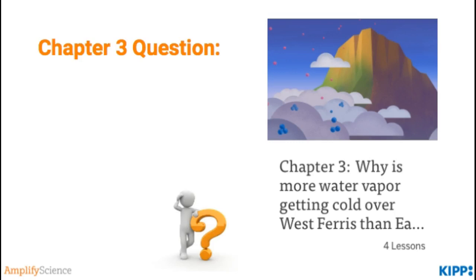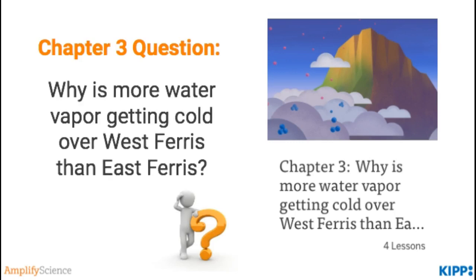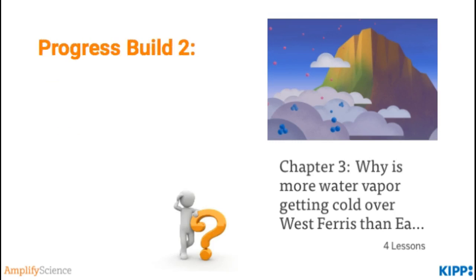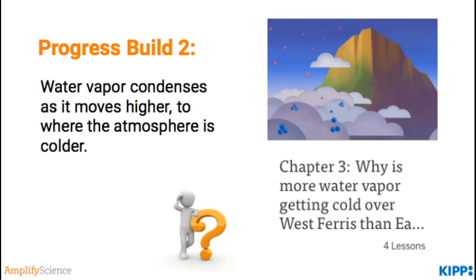Now we are moving on to Chapter 3. The Chapter 3 question is, why is more water vapor getting cold over West Ferris than East Ferris? The progress build we are looking for in this chapter is that water vapor condenses as it moves higher to where the atmosphere is colder.